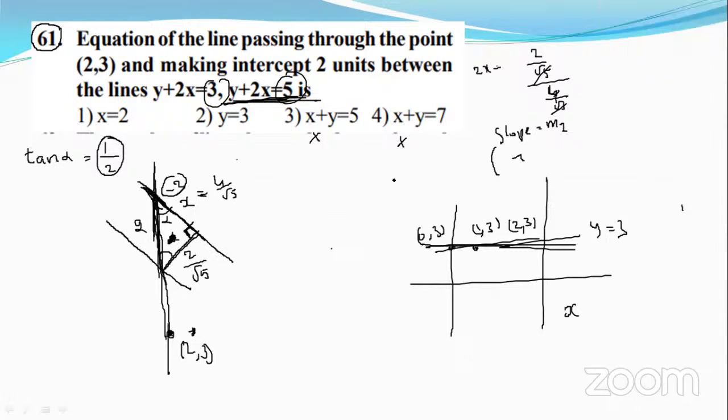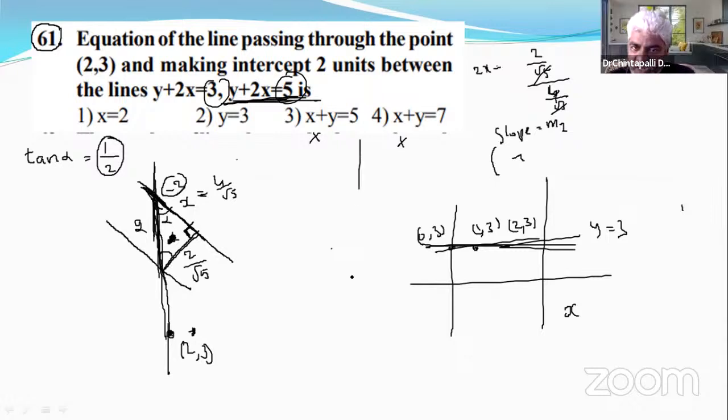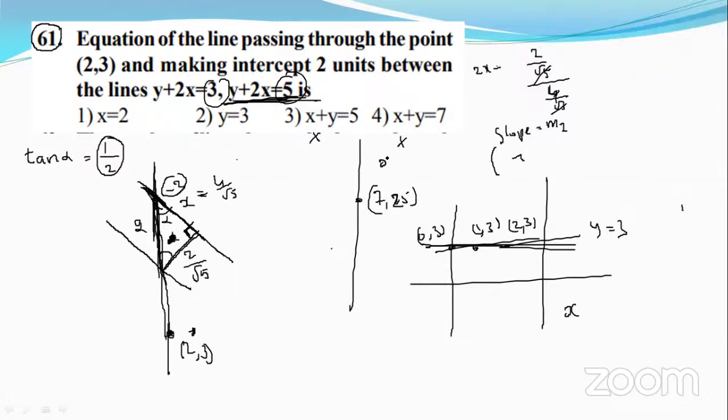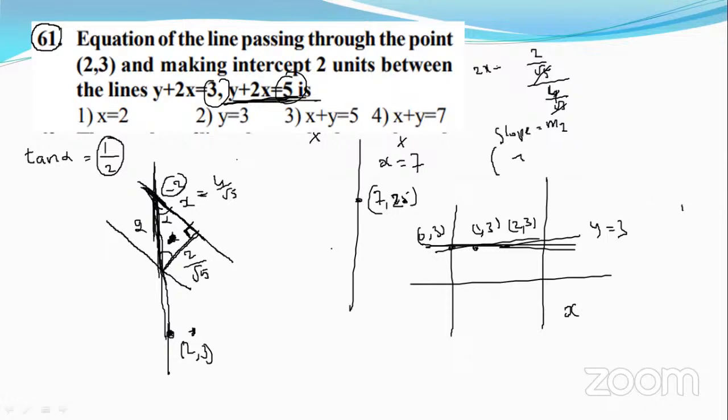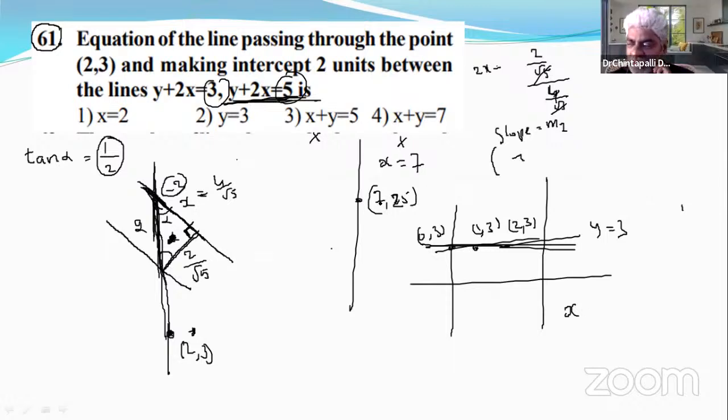I'm asking you, there is a vertical line passing through the point 7, 25. What is the equation of this line? Sir, x equals 7. The answer is x is equal to 7, because it's passing through 7, 25. That means its x coordinate is 7, so all the points on it have x coordinate 7 only.